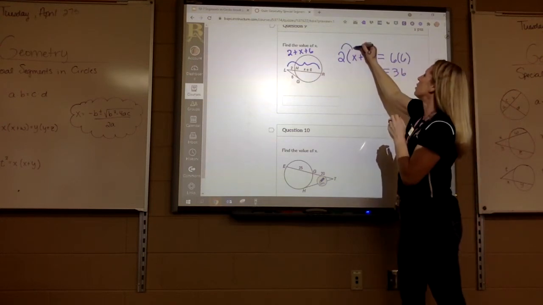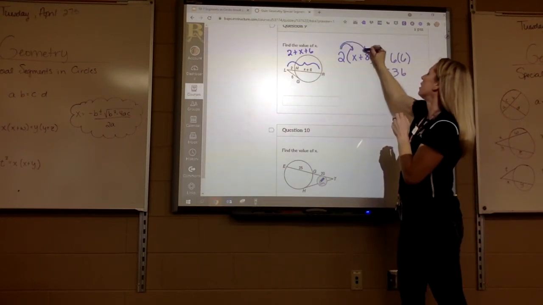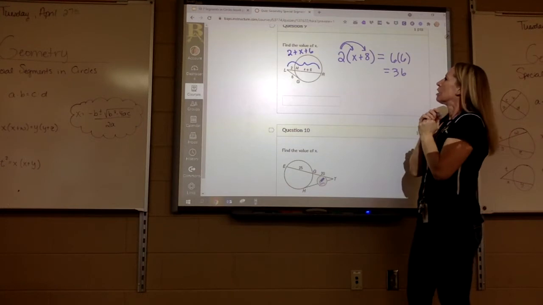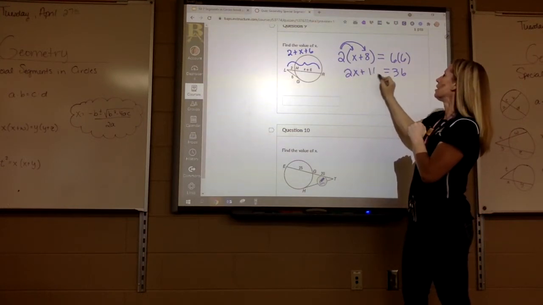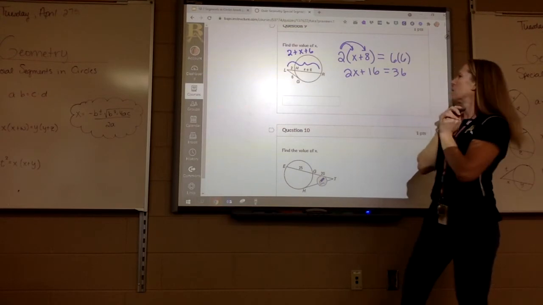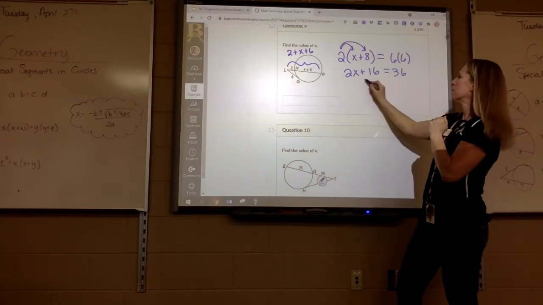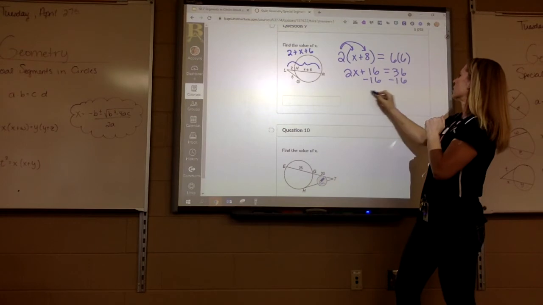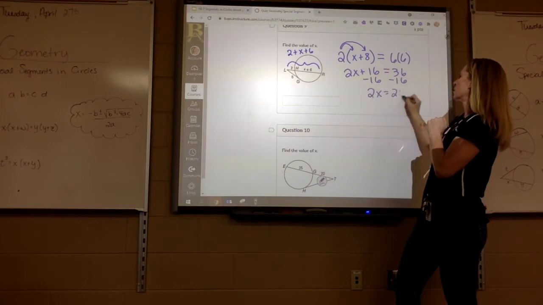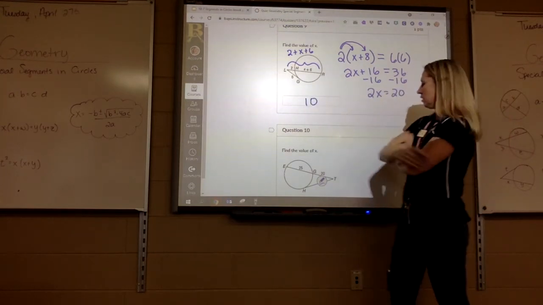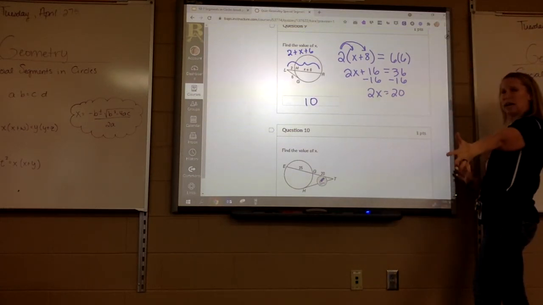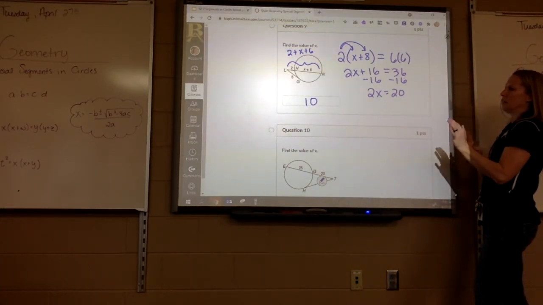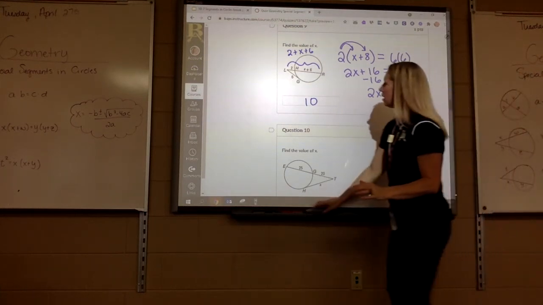I have to do distributive property here. So 2 times x, 2x, 2 times 8, 16. Can you guys solve it from there? 20 equals 2x, x equals 10. X is 10. So it's always outside piece times the entire length equals outside piece times the entire length.